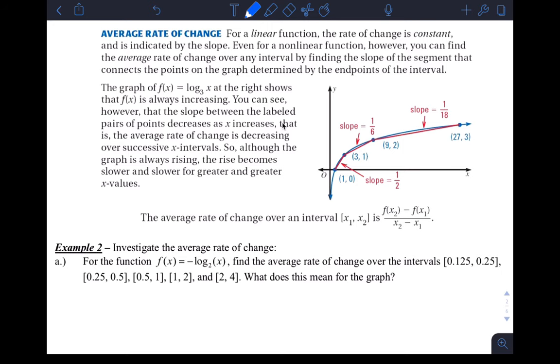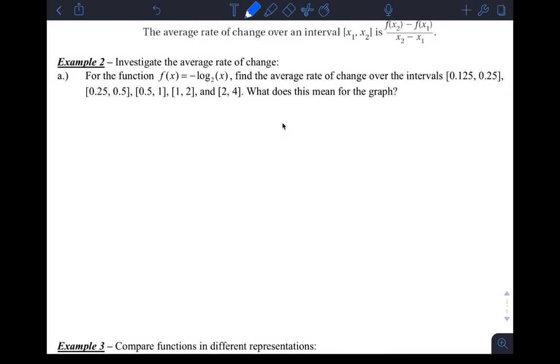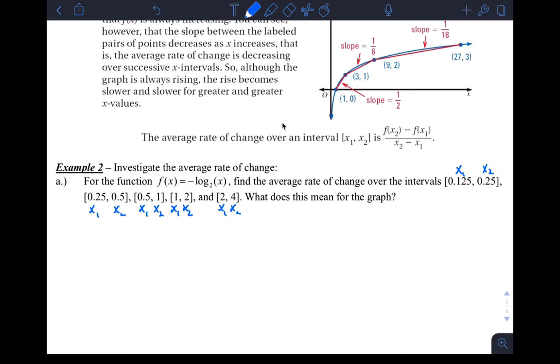So, what we'll do is go ahead and do this example, and so we'll find the slope for each interval. So they give us an interval, so this will be an x1, an x2, x1, x2, x1, x2, and so on. And what we're going to do is use that x1 and x2 to plug it into this formula, which is basically the formula for slope, rise over run, and just find the slope for each interval. And then we're going to answer the question, what does this mean for the graph? Without actually graphing it. You should know what this looks like, but without actually graphing it, we're going to try and answer that question. All right? So let's go ahead and do that.